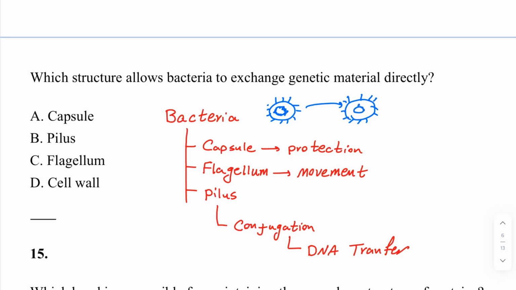Second bacterium. This process requires a specialized structure known as a pilus. So that's pilus for conjugation. The pilus forms a physical bridge between bacterial cells. Through this connection, plasmids and other genetic material can be transferred.